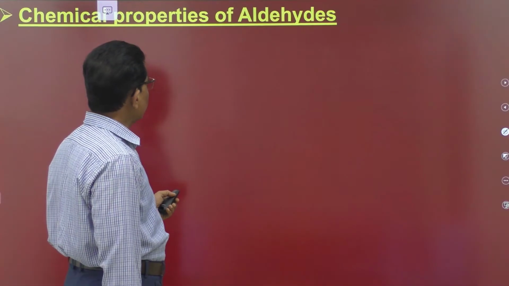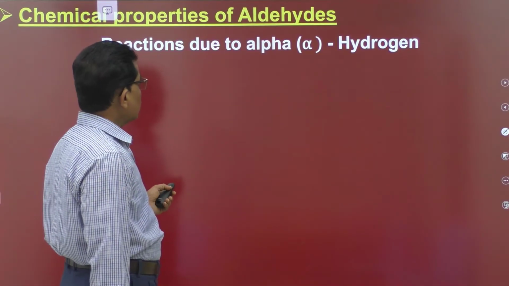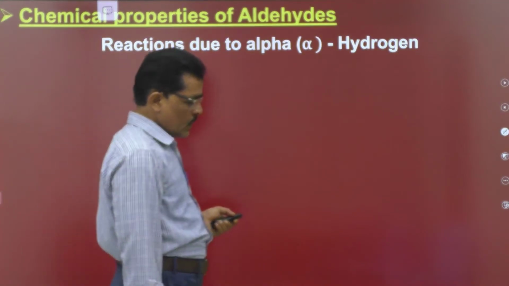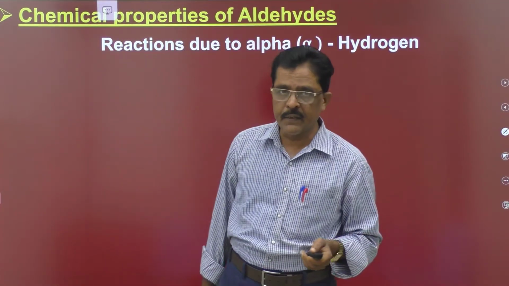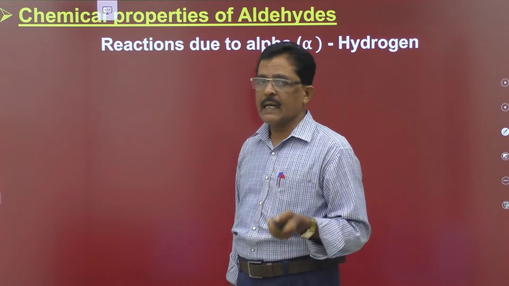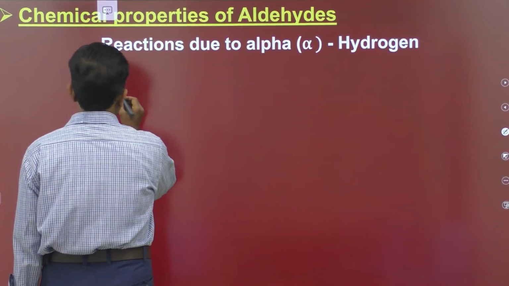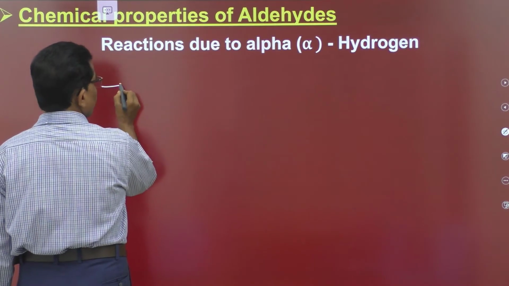Let us go to reactions due to alpha hydrogen in aldehydes. Aldehydes having alpha hydrogen are acidic in nature. For example, how do I explain the acidic nature here?